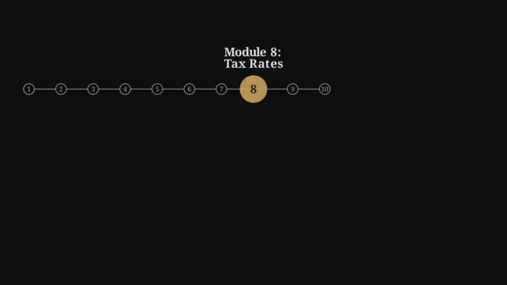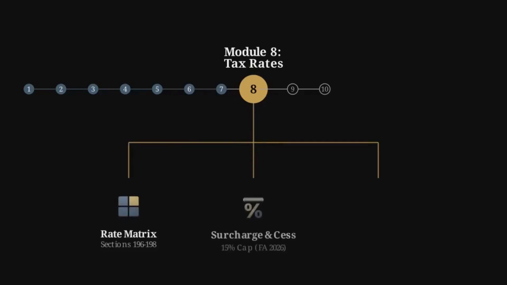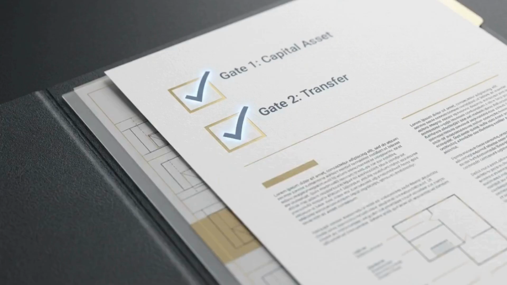Welcome to Module 8 of the Capital Gains architecture. We've mapped the concepts, classified the assets, triggered the charge, and run the computations. Now we determine the tax rate. Let's look at a live advisory scenario, Project Apex.